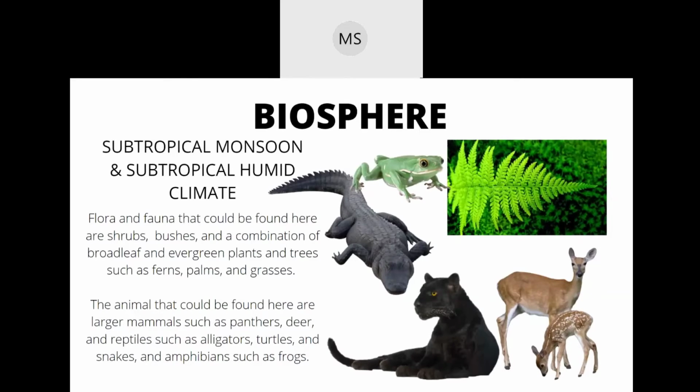Okay, the flora and fauna that can be found here are shrubs, bushes, and a combination of broadleaf and evergreen plants and trees such as ferns, palms, and grasses. The animals that can be found here are larger mammals, such as panther and deer, reptiles such as alligators, turtles, and snakes, and amphibians such as frogs.